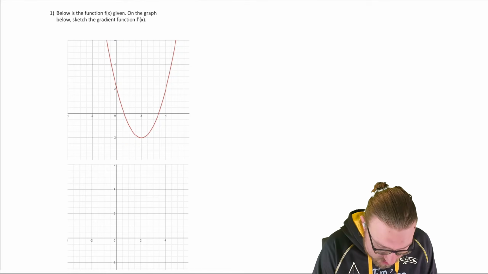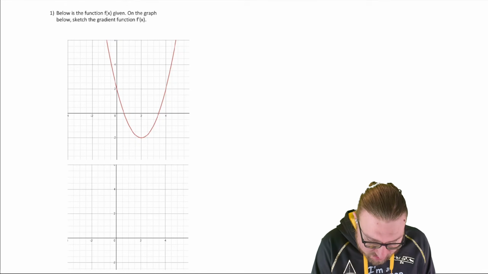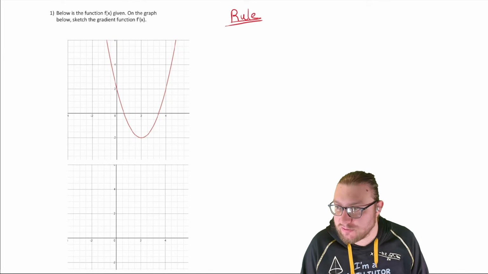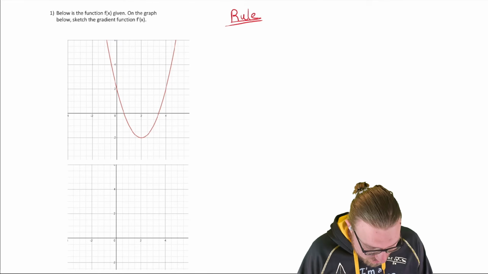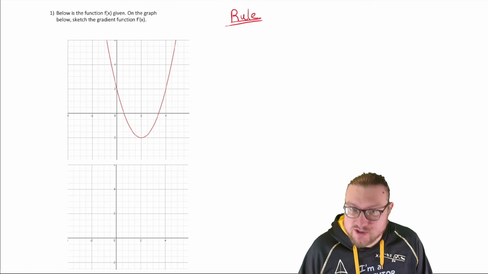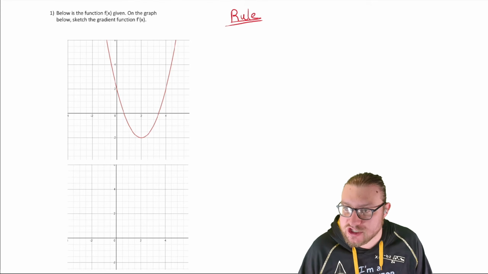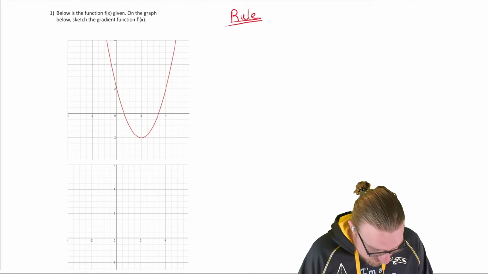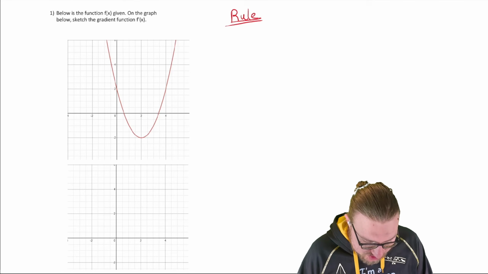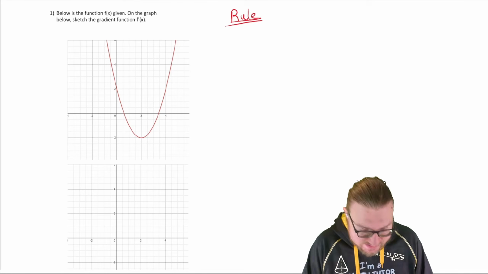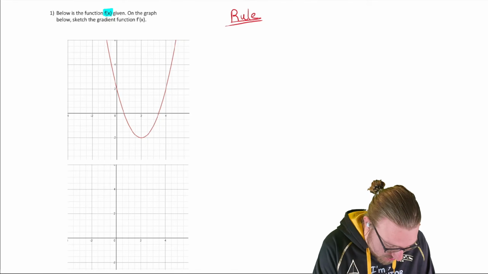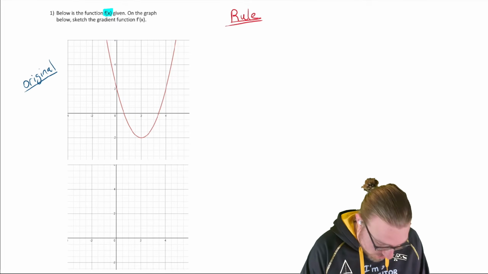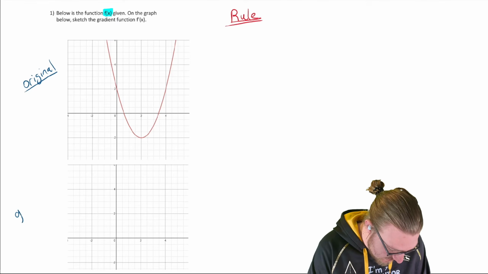So what I'm going to do is I'm going to write down the rule or the step-by-step guide over here as we talk and discuss it together. So the first part is you guys need to figure out which function is on the top. In this, it says below is the function f of x. So again, we see there's no dash, right? So we know that the original function is on the top, and we're going to be finding the gradient function at the bottom.